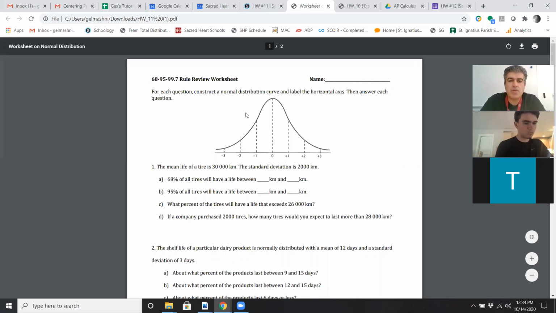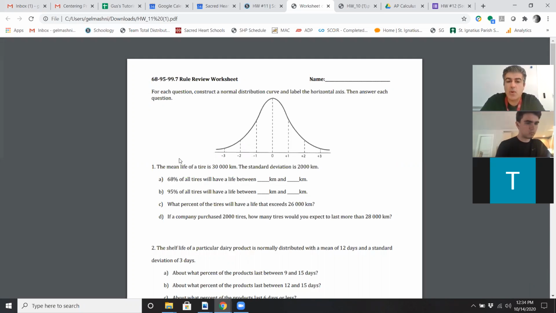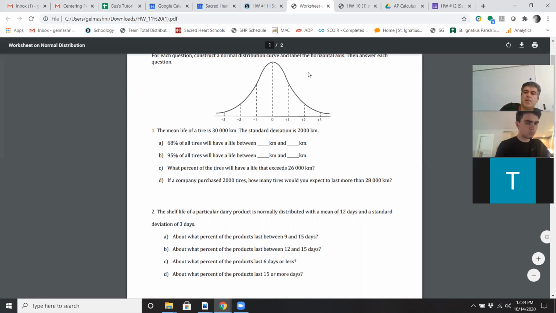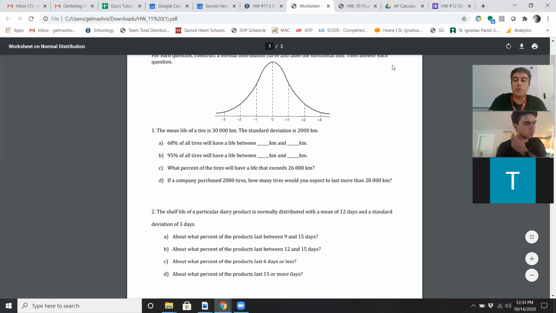So in this question, you were asked to construct a normal distribution curve and label the horizontal axis, then answer each question. This is a worksheet on the 68-95-99.7 rule. As we know, the middle 68% is when you're within one standard deviation of the mean, right?